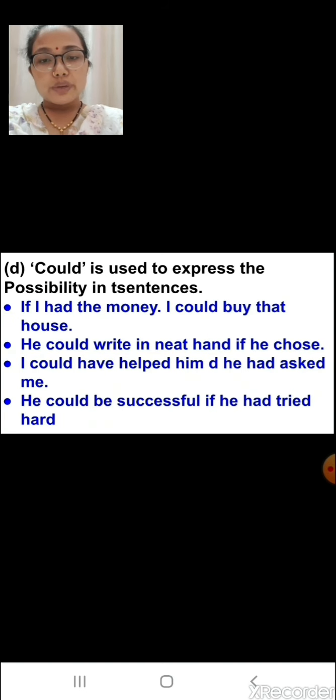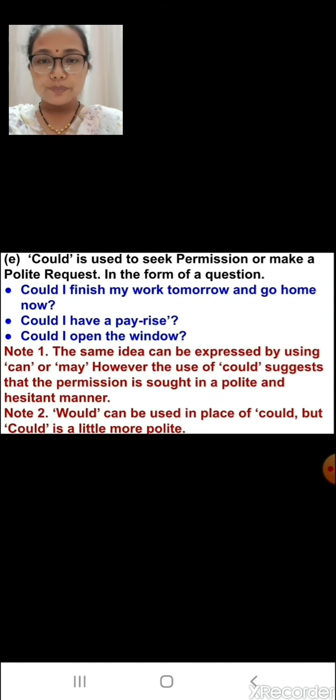Could is used to express possibility in sentences. For example, if I had the money, I could buy that house. He could write in neat hand if he chose. I could have helped him if he had asked me. He could be successful if he had tried hard. So these were the examples of could, where possibility is expressed in sentences.